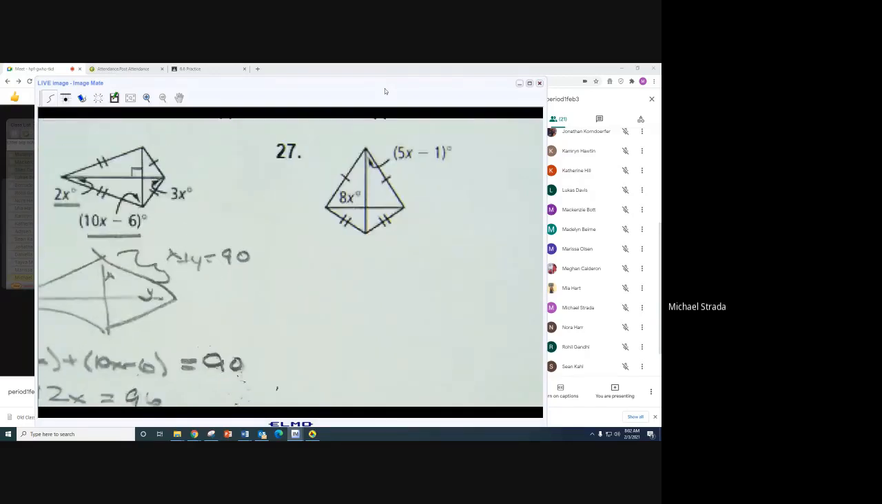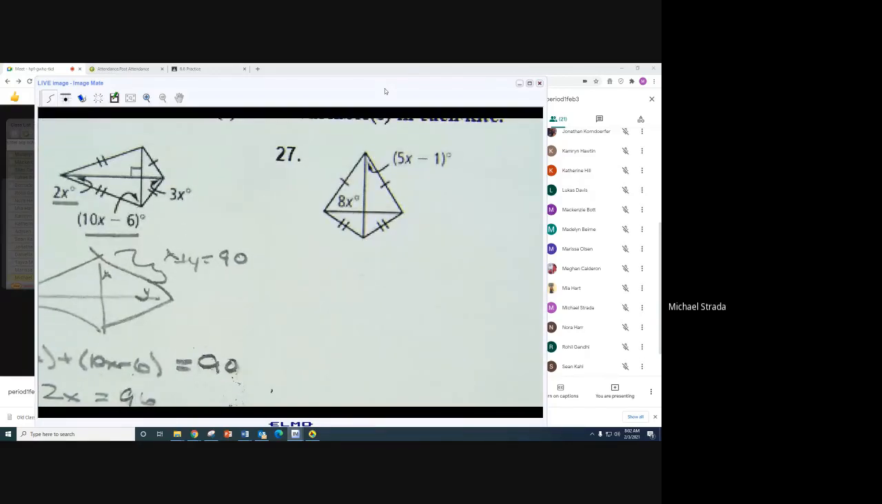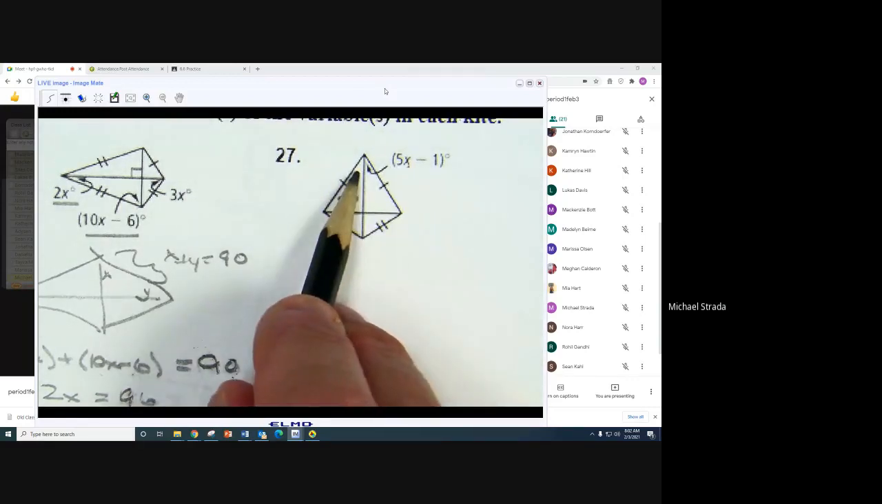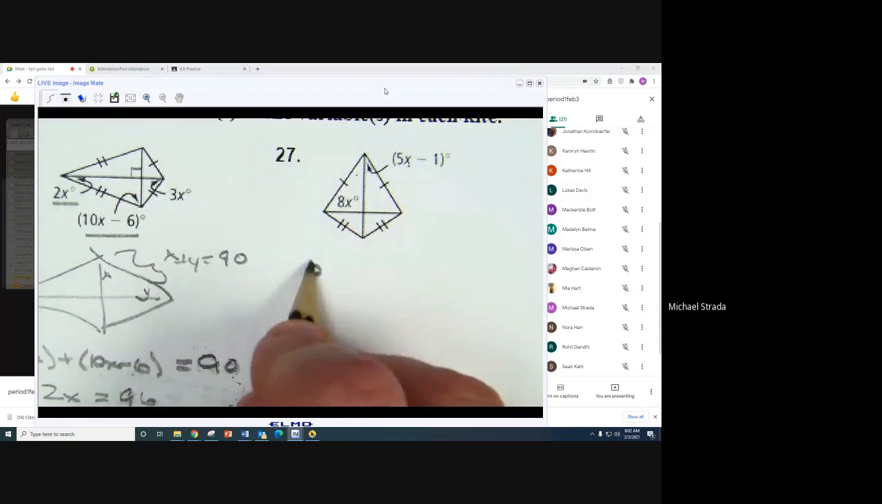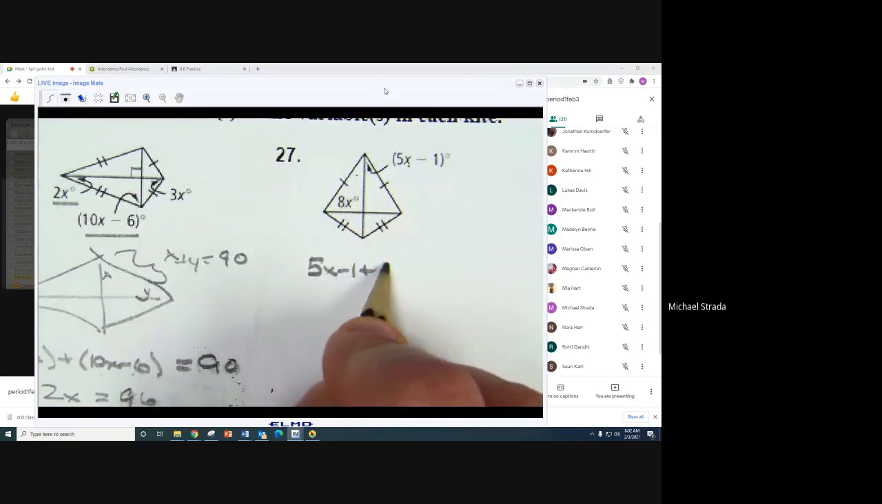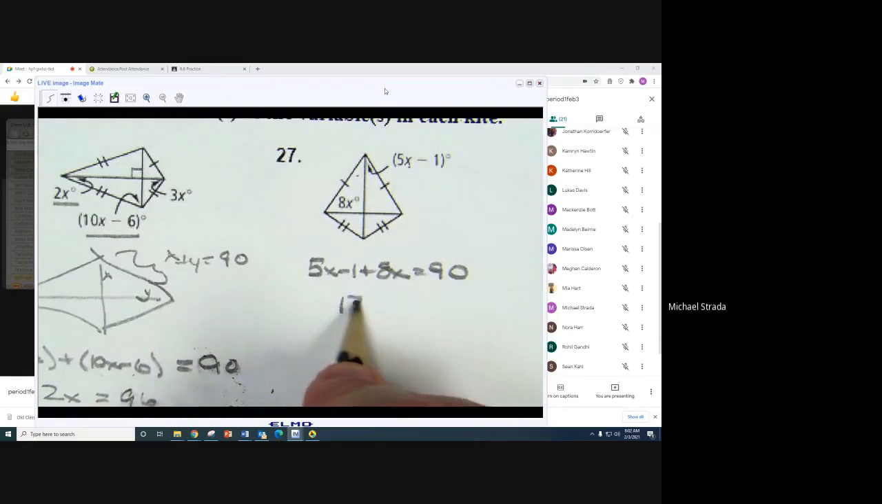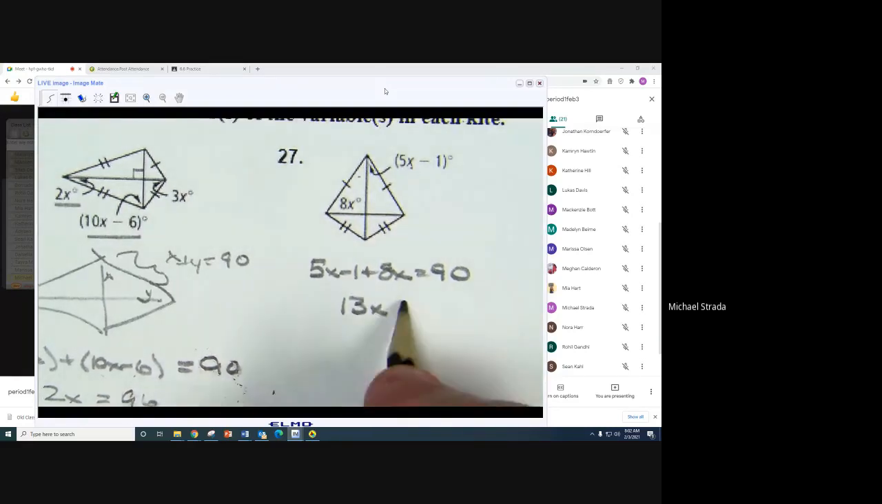Now, when I look at 27, all right, please realize also the vertex angles are bisected. So if that's 5x minus 1, that one's also 5x minus 1. So 5x minus 1 plus 8x equals 90. 5x and 8x is 13x. Add the 1, you get 91. And x equals 7.